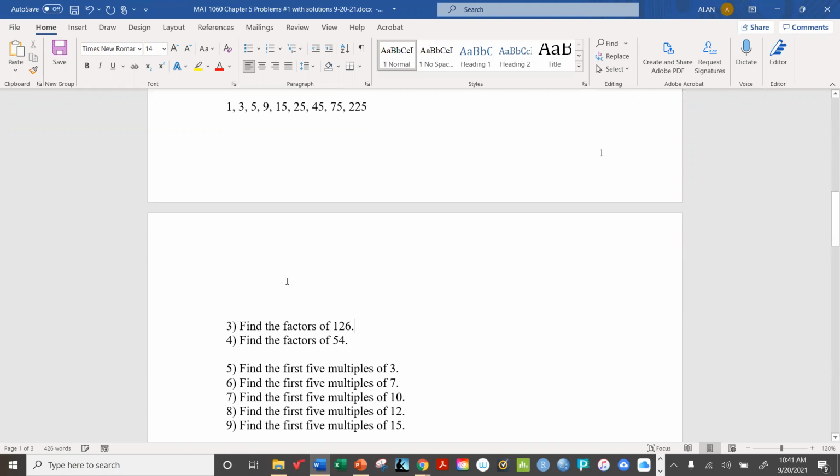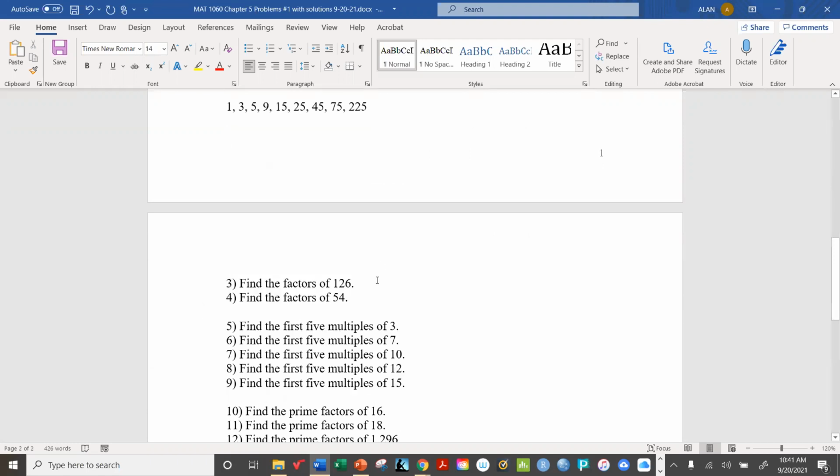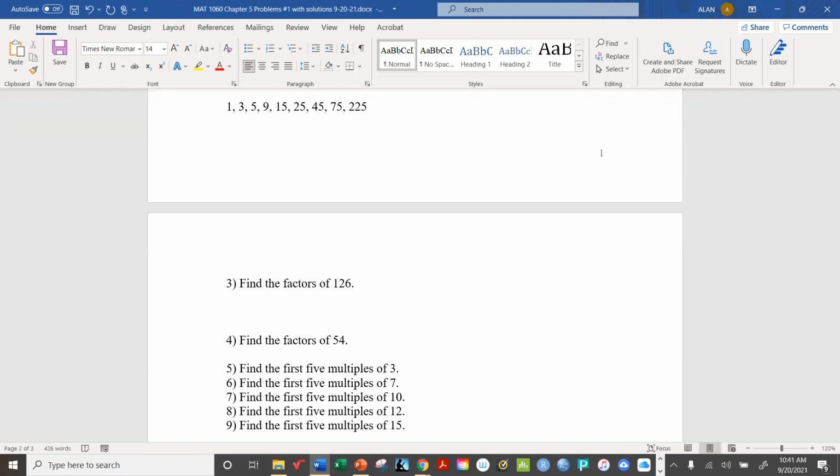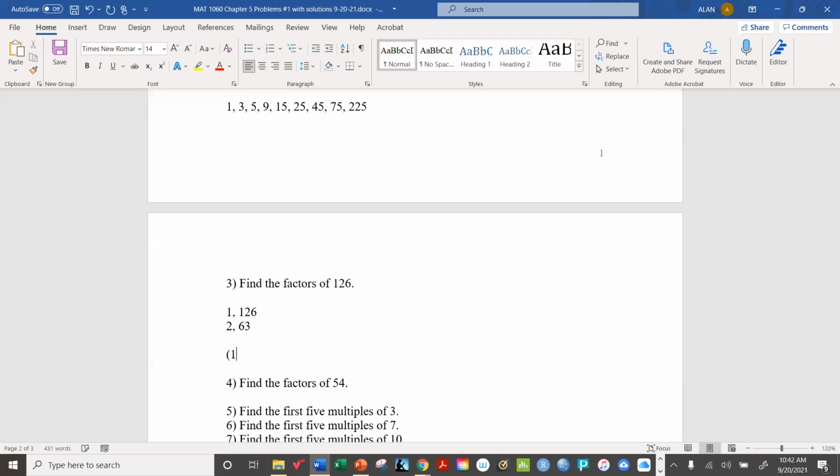All right, what about 126? Well, right off the bat, we know we start with 1. By the way, it says factors. It doesn't necessarily mean prime factors. Prime factors would exclude the 1, but these are just all the factors. Now, this is an even number, so we're guaranteed that it's divisible by 2. How about the 3? Remember that rule for 126: 1 plus 2 plus 6 equals 9, which is a multiple of 3. So this number is divisible by 3. Therefore, it is a factor.